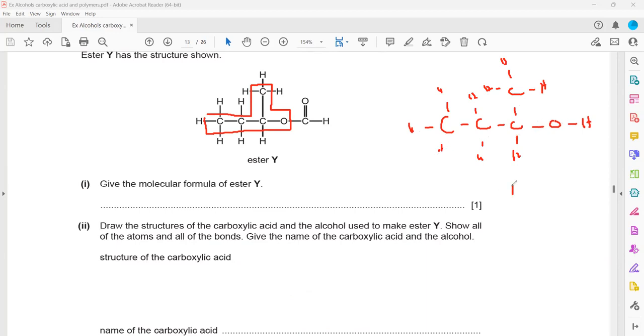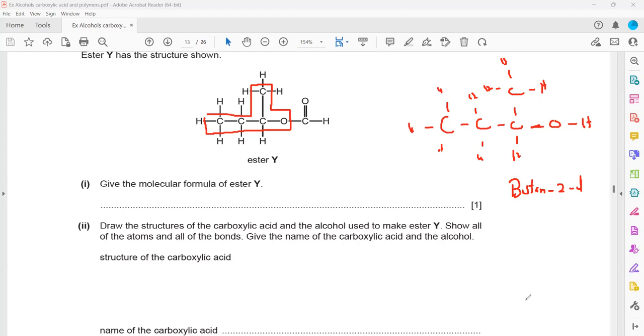So which alcohol is this? This will be butan-2-ol. Why butan-2-ol? Because the OH is attached to the second carbon. Is it clear? Identifying the alcohol and carboxylic acid structure from the structure of the ester. Any doubt in this? No, sir, clear. If you write butan-1-ol, you will not score a mark, because the OH must be on the second carbon. According to this ester, the OH is on the second. I'll give more examples of how you can work out the structure.